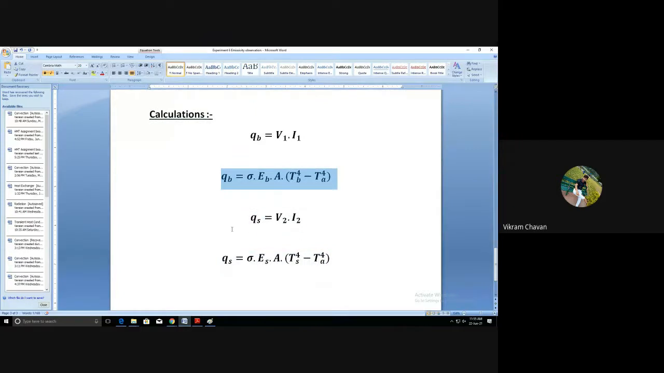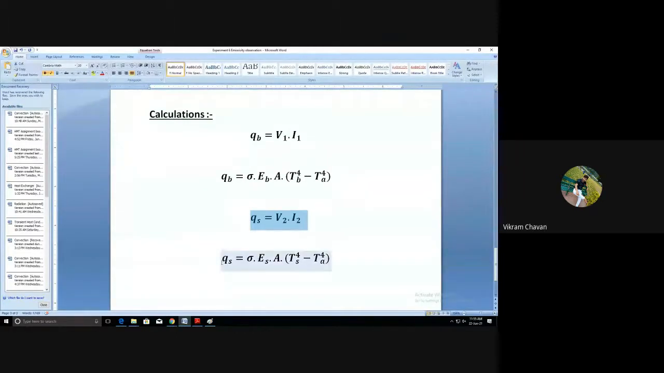In a similar fashion, we are going to calculate the emissive power of the test plate, or the gray body. Okay, so the test plate heater input is Q suffix S, and it is equal to V2 multiplied by I2.